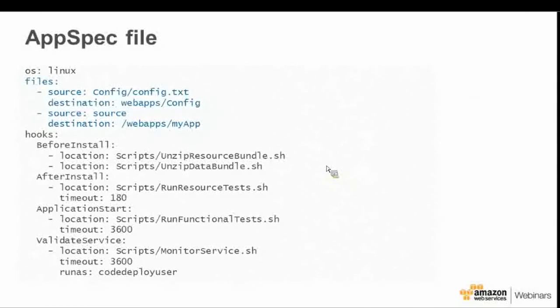The files section is really the set of commands that we're going to use to copy your content from the archive that you supply to us, so either from that S3 bucket or from your GitHub repository, to the file system on the on-premises server or the EC2 instance. So this one is very simple. We're copying a config file to the web apps config directory, and then we're copying the whole source folder to the web apps my app directory.